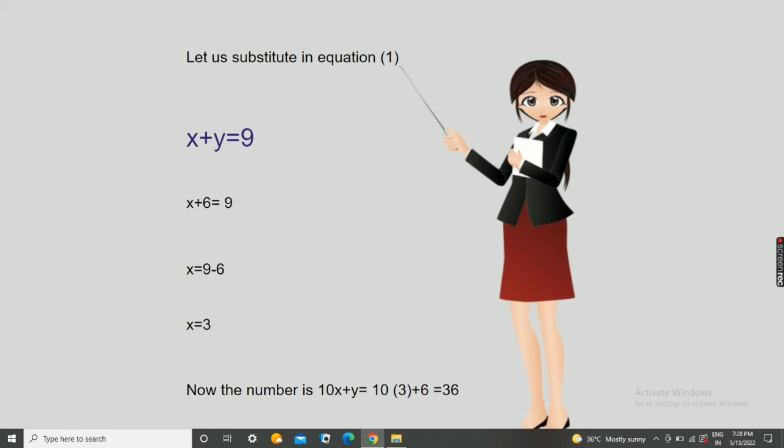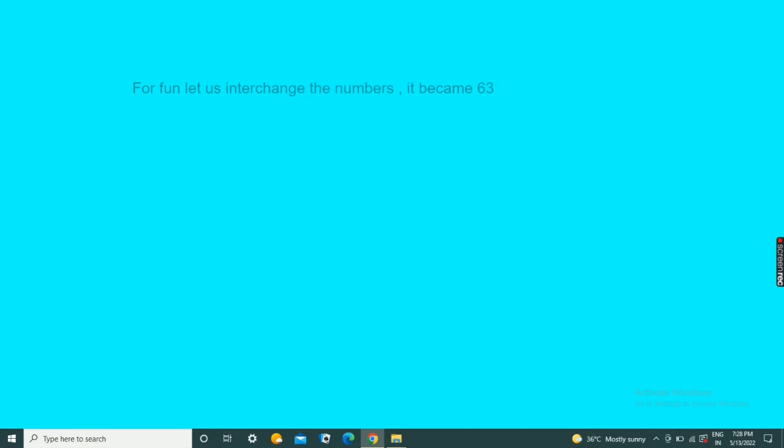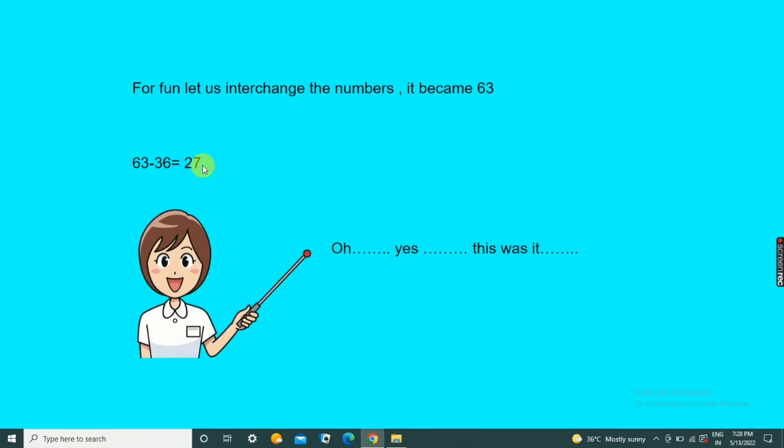Now for fun, let us interchange the digits. Then it would become 63, and it was given in our question that this 63 is 27 bigger than 36. Now let us subtract 36 from 63. We got 27. Oh yes, this was it. We got the right answer. So like this, you can recheck your answers. Okay, isn't it interesting? It is.